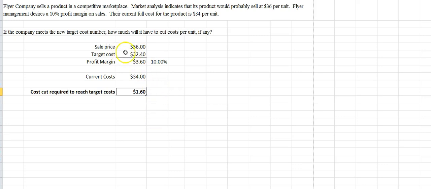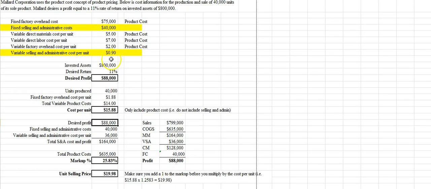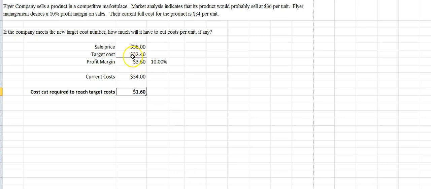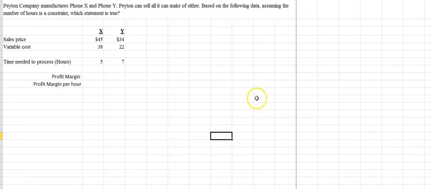Rather than building up to the sales price as you did here, you're going to have a sales price and you're going to determine what your cost is, the cost that you want. Okay? So now let's do the last one and you will have a review of all the problems that will be on the test.